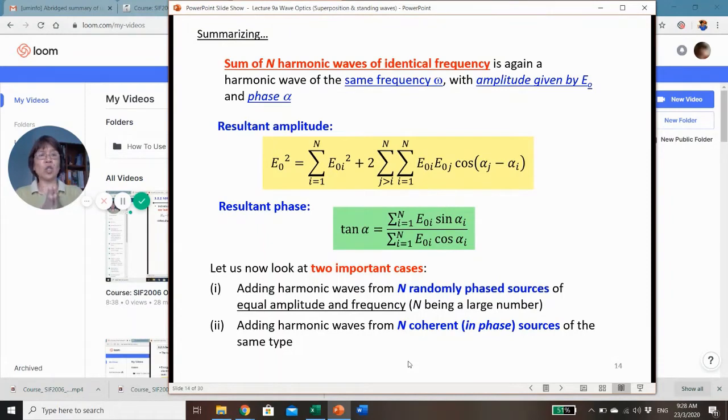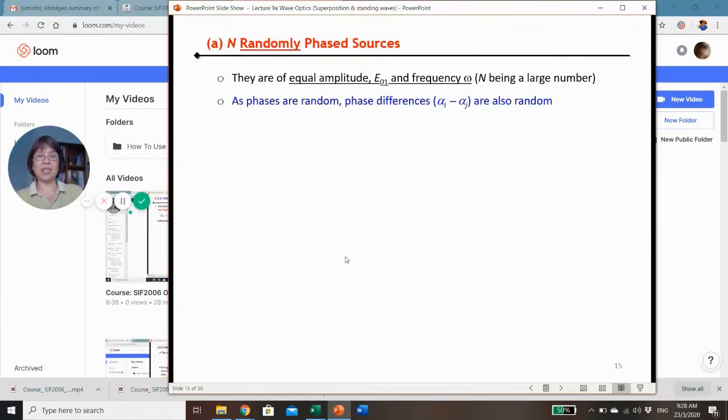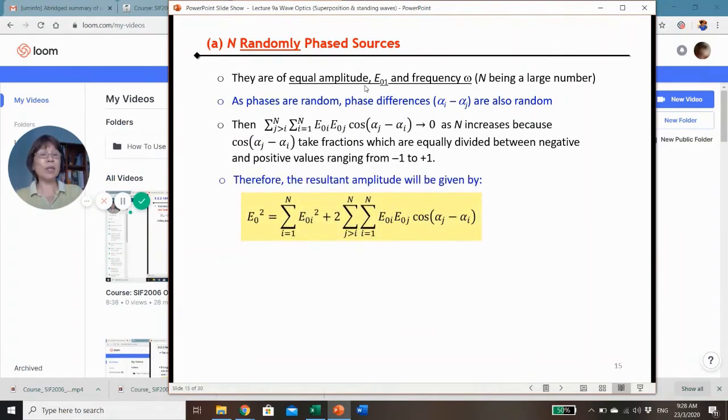Now let's look at two scenarios. Firstly, the first scenario is when we have n number of randomly phased sources, but they have equal amplitude and same frequency. N is a large number here. And another scenario is when we add n coherent sources. This is randomly phased. This is coherent. They are in phase. So let's see what happens. Let's start with n randomly phased sources. And we have already said that they have equal amplitude. So all of them have E01 and have the same frequency.